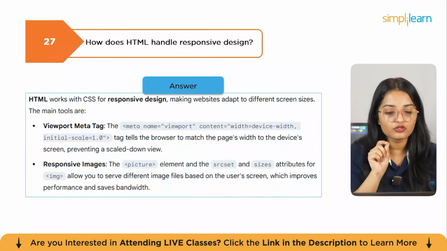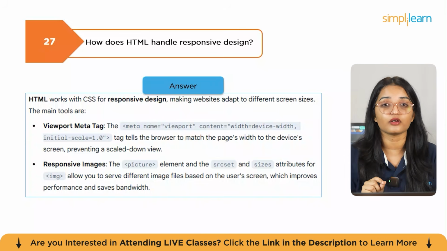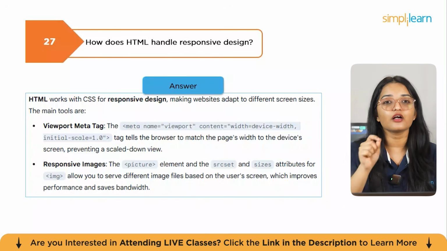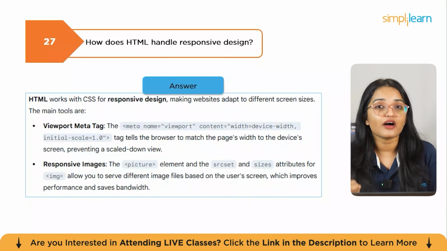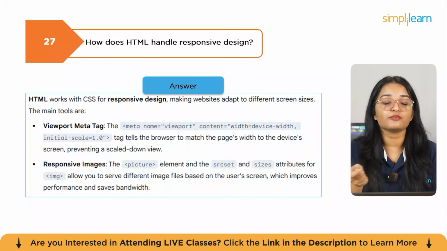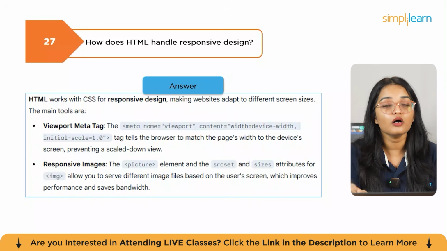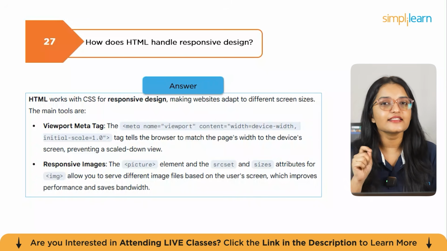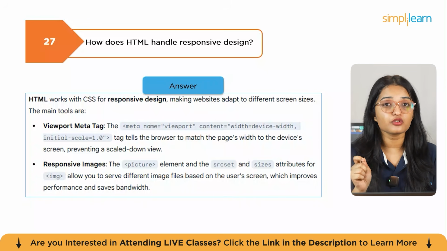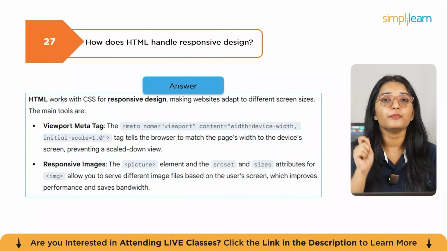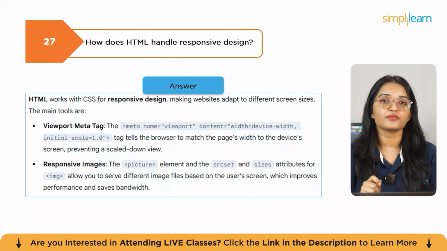Meta name equals viewport. This is really important. And then you have to mention content equals width equals device-width, initial-scale equals, let's suppose, 1.0, with the closing tag. This tag tells the web browser to set the page's width to the device's screen width, preventing it from showing a scaled-down version of the desktop site.